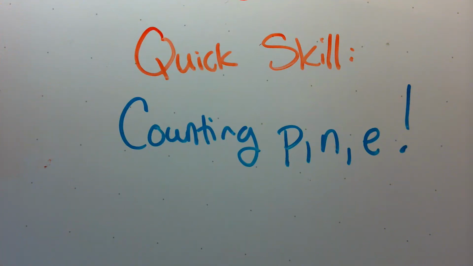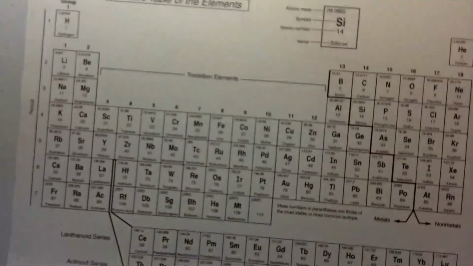Okay, so this is just a quick video to go over the skill of counting protons, neutrons, and electrons given certain information. So for this, the most important tool we're going to have is the periodic table. So you have your periodic table for this class that we're going to use right here.